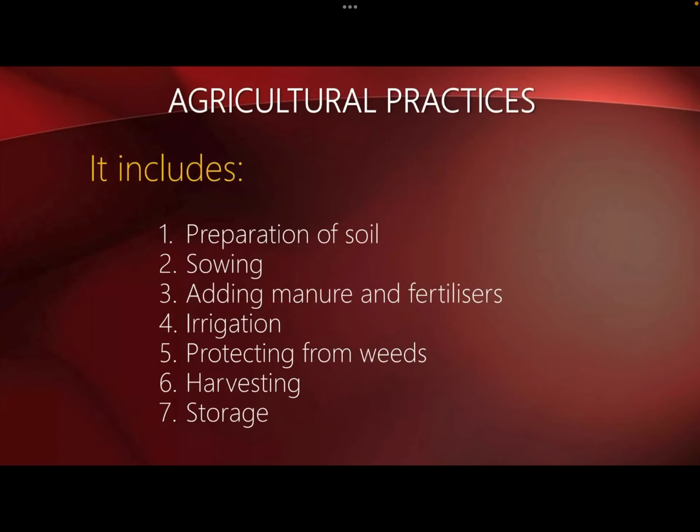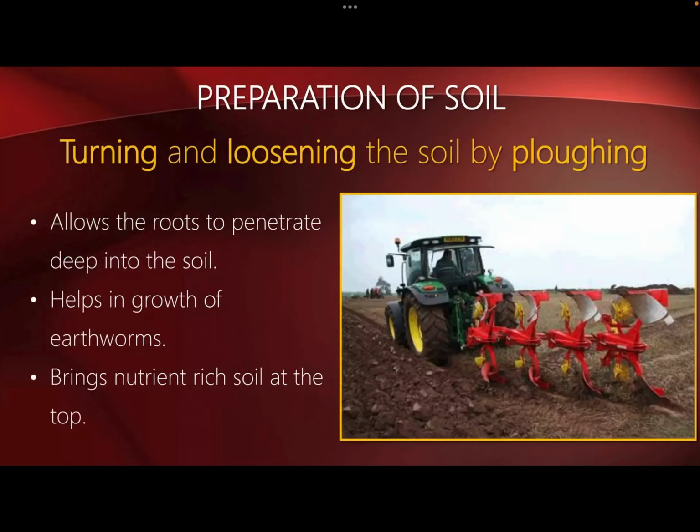Now there are several types of agriculture practices involved, from sowing the seeds to the packet of grains coming to a house. Now let's see what are the following processes. We have 7 steps. Let's see them in brief. Now the first step is preparation of soil. Now what do you mean by preparation of soil?